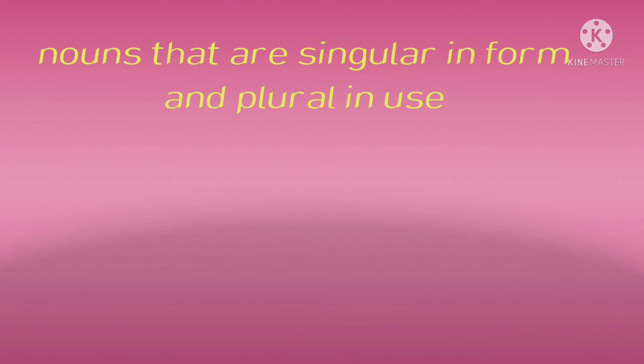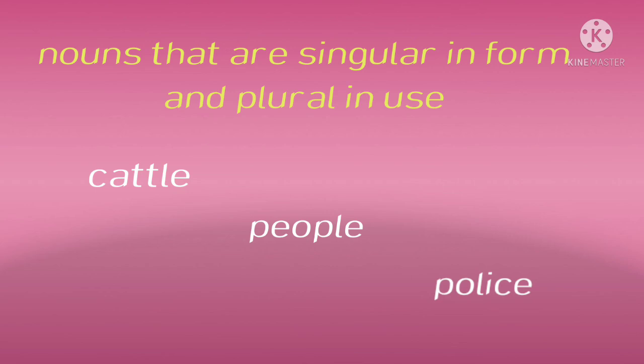There are certain nouns that are singular in form but plural in use. Say for example, cattle, people, police. They are more than one, but still it doesn't take s.